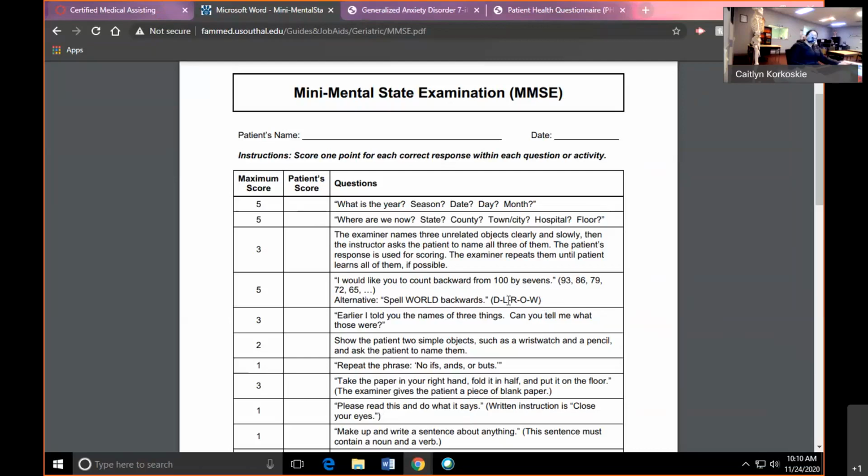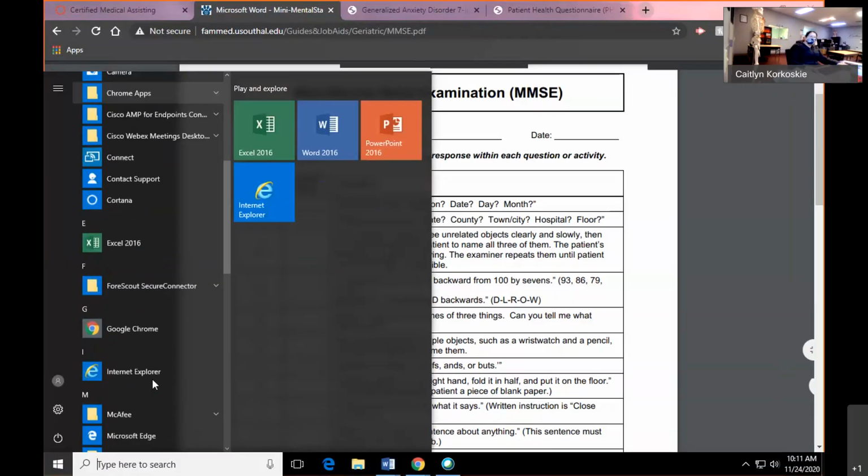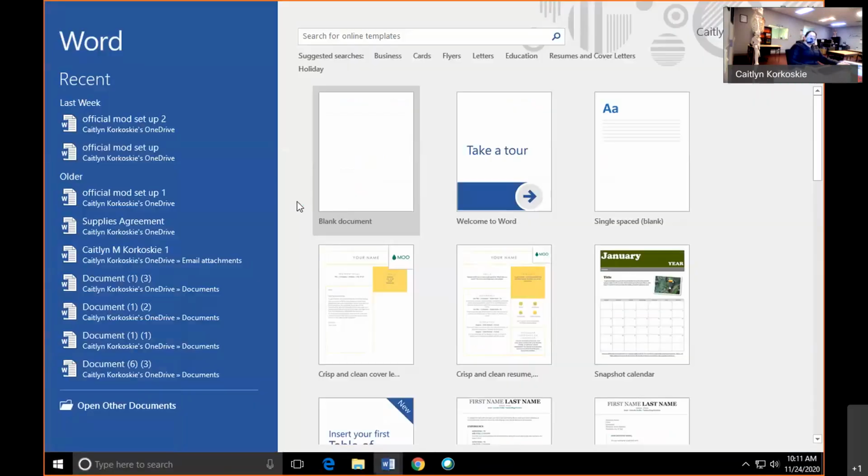So here's where it gets a little bit confusing, because they might spell it, I don't know, they might spell it like D-R-L-O-W. Because the L and the R are switched, you would take off 2 points for that. So let me pull up an example here actually to show you a little bit better.